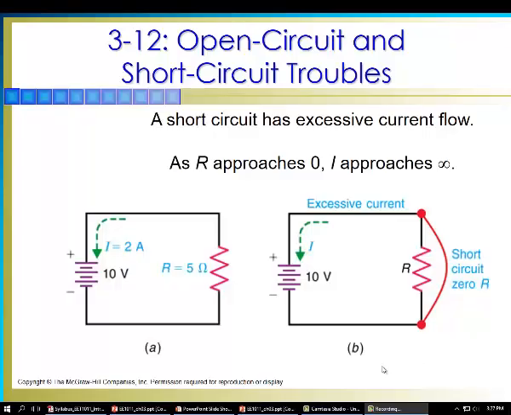Alright, and that marks the end of chapter 3. In this chapter we only covered the basics of Ohm's law, and in the upcoming chapters we're going to have more interesting applications for Ohm's law.